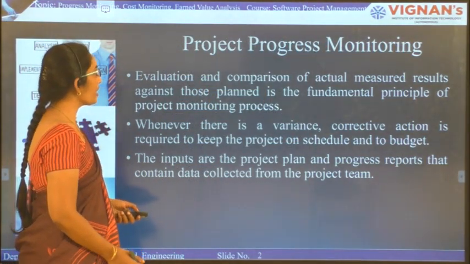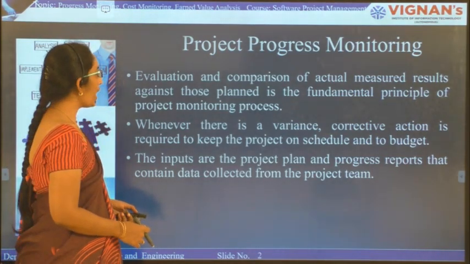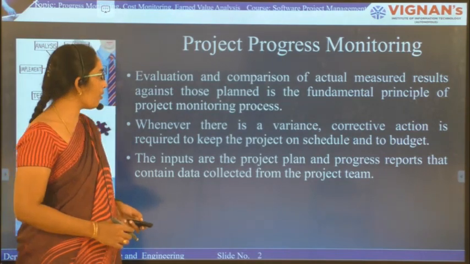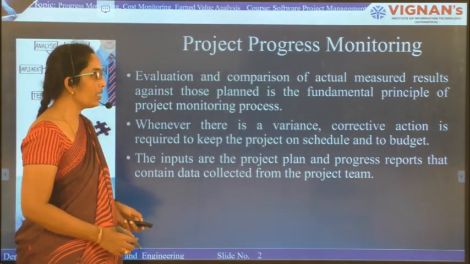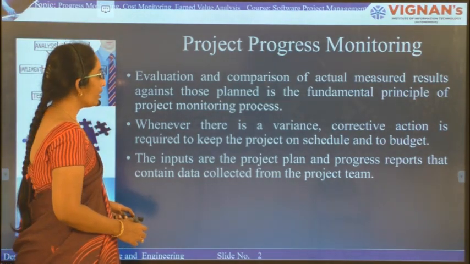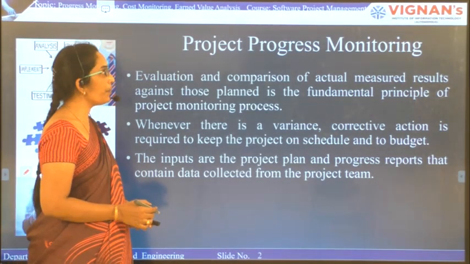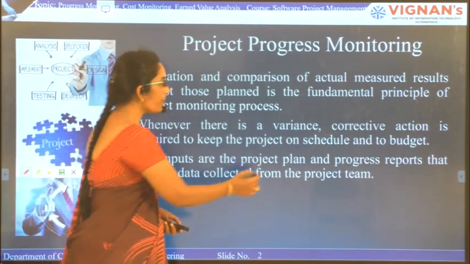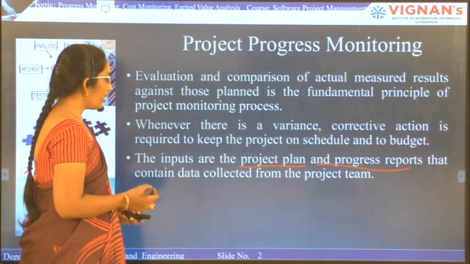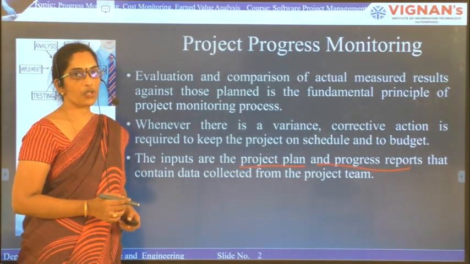The next step is project progress and monitoring. In project progress and monitoring, the actual measured results will be compared and evaluated, and that is the basic principle of the project monitoring process. Whenever there is a variance and corrective action is required, it is taken to keep the project on schedule and on budget. The inputs for project monitoring are the project plan and project reports. Both of these contain the data that is collected from the project team.